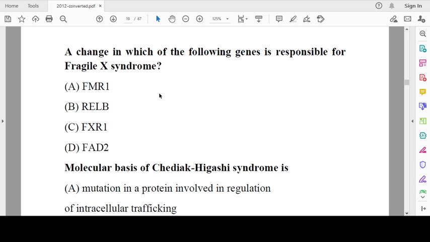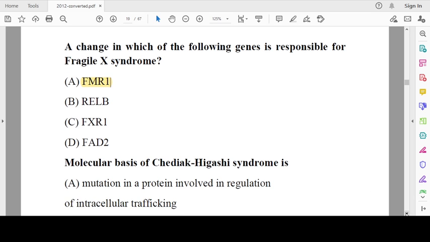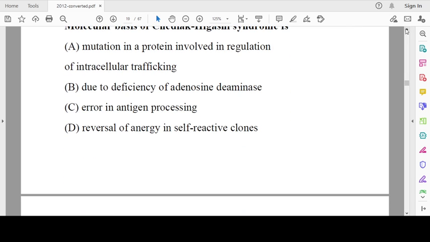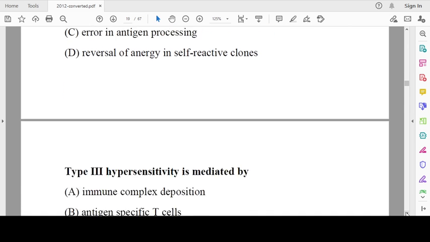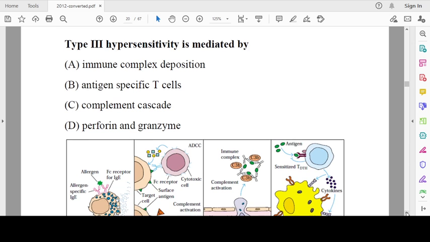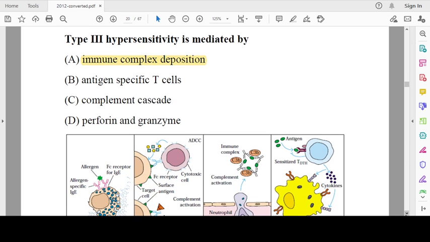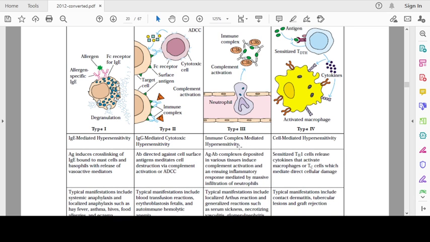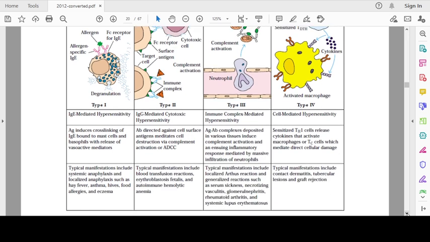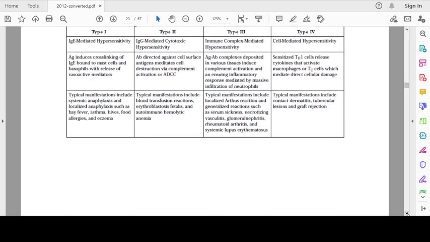A change in which of the following genes is responsible for Fragile X syndrome? It is FMR1. The molecular basis of Chediak-Higashi syndrome is a mutation involved in regulation of intracellular trafficking. Type 3 hypersensitivity is mediated by immune complex deposition. If you study the tabular column present in the QB book, it says type 3 is immune complex mediated. These things will help you, friends. I had already uploaded videos on this, so you can refer to those.